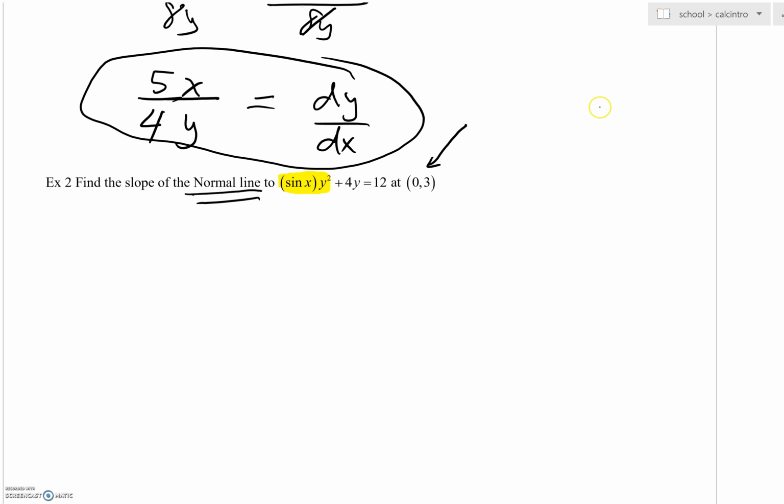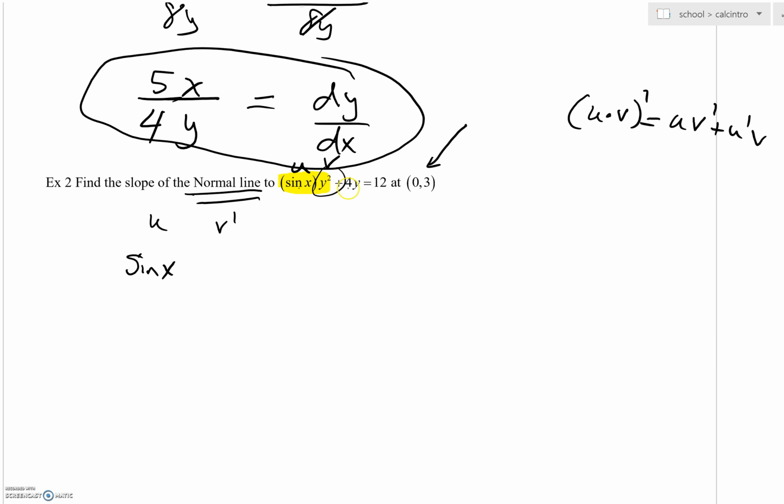The product rule. I've got two functions multiplied together, like here's a u, here's a v. Hopefully you remember it's uv prime plus u prime v. U, so I'll go sine of x. And then I'm going to say v prime.